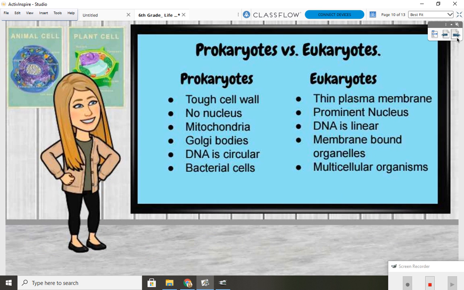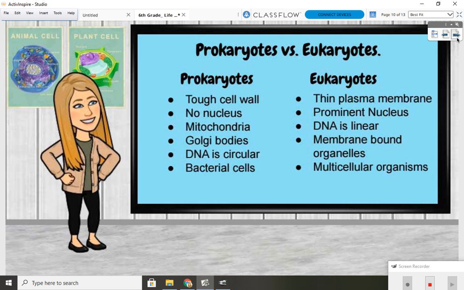All right, so what is the difference between a prokaryote and a eukaryote? So prokaryotes have a tough cell wall. They have no nucleus. They do have mitochondria. They do have Golgi bodies. The DNA is circular instead of the helix shape like you would see in the eukaryotes. And these are mainly bacterial cells. So prokaryotes are teeny tiny microscopic organisms.